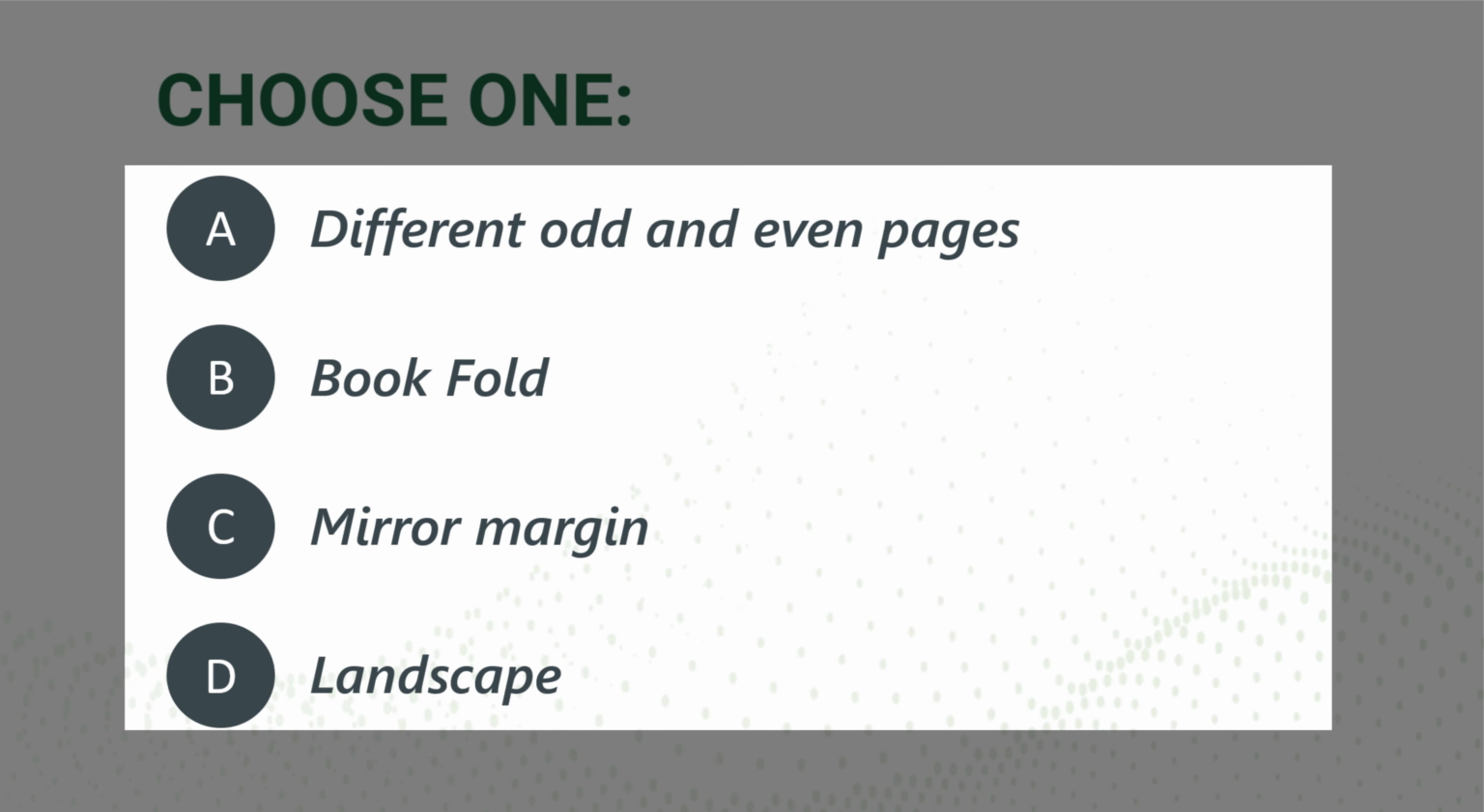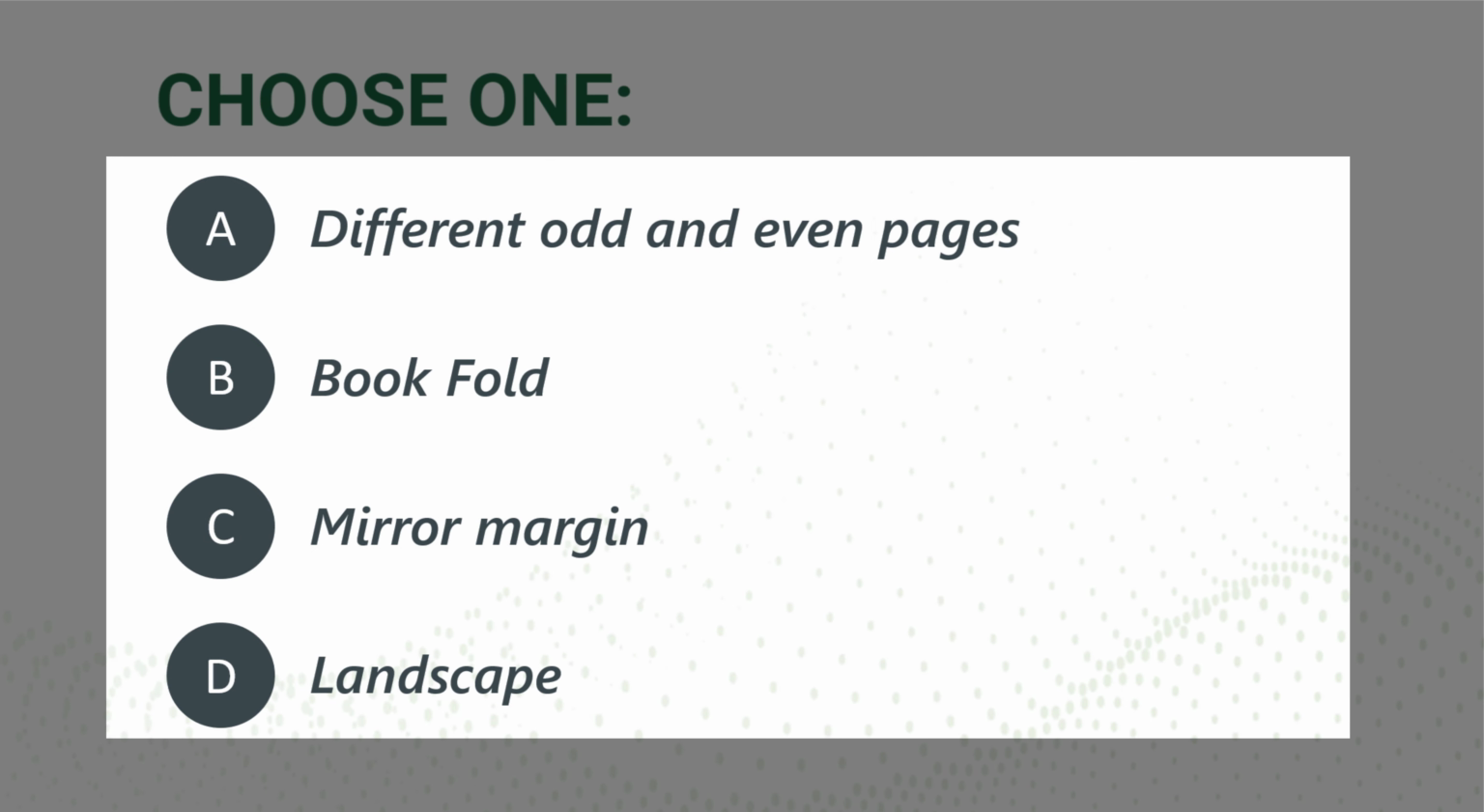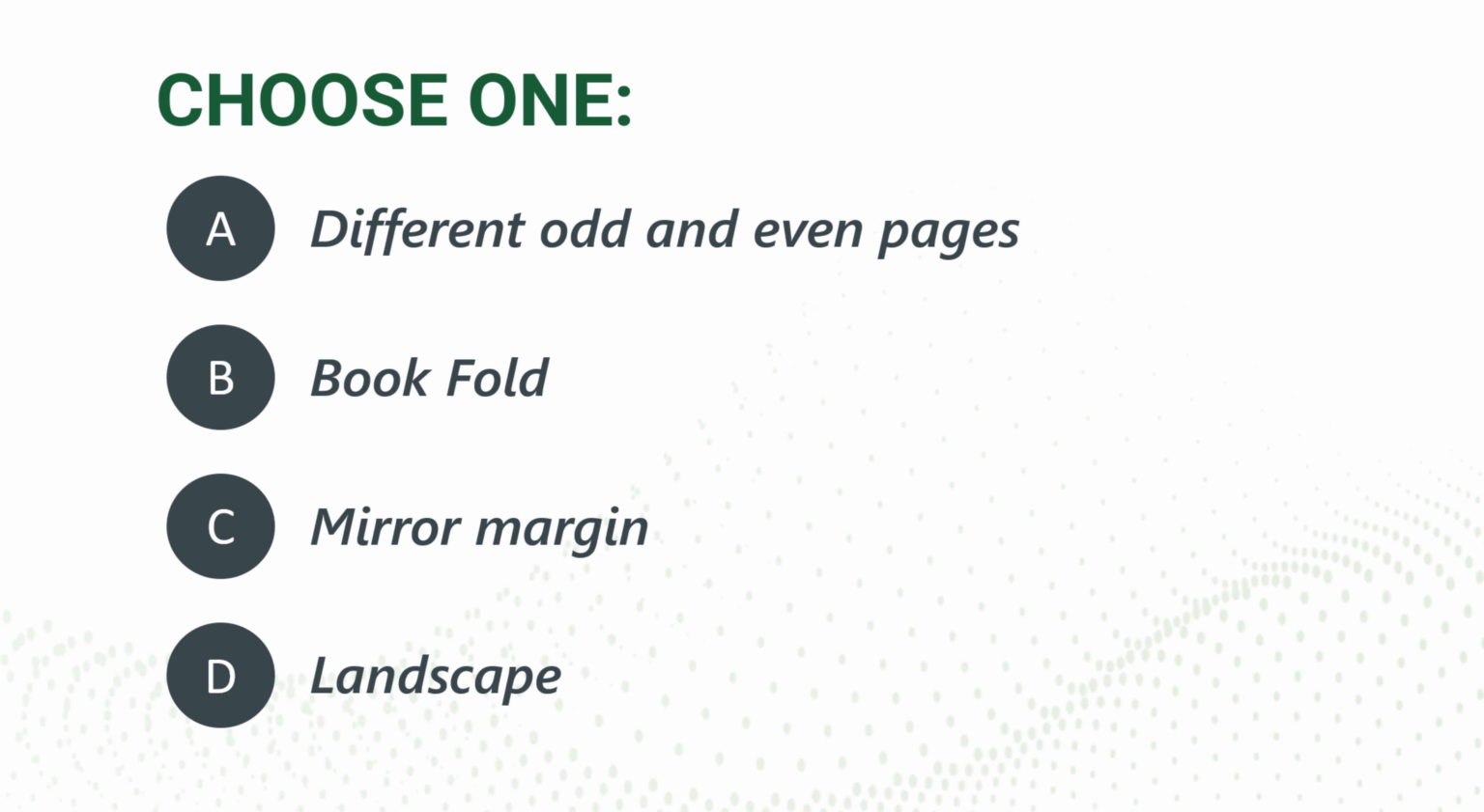Choice A, different odd and even pages. Choice B, book fold. Choice C, mirror margins. And choice D, landscape. Which one do you think is the right answer here?